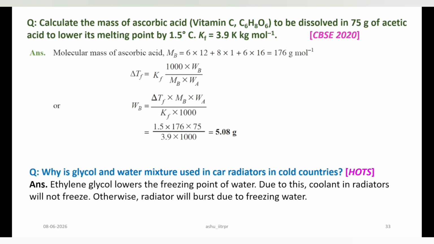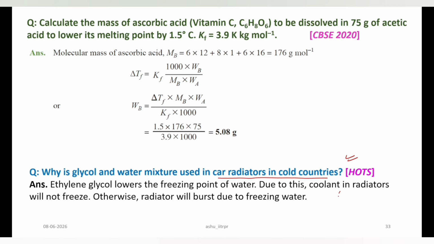Okay, this question: why is an ethylene glycol and water mixture used in car radiators in cold countries? Let me explain this example. Ethylene glycol lowers the freezing point of the water. Due to this, the coolant in the radiator will not freeze. Otherwise, a radiator will burst due to freezing of water.